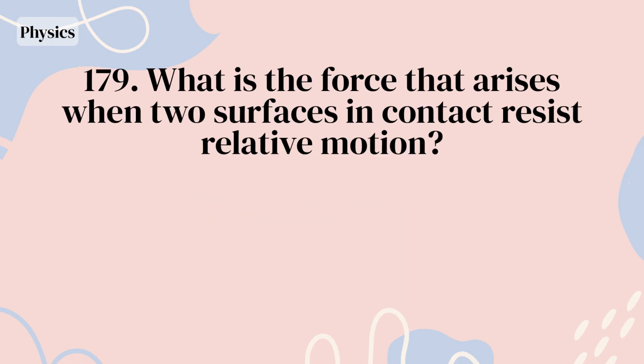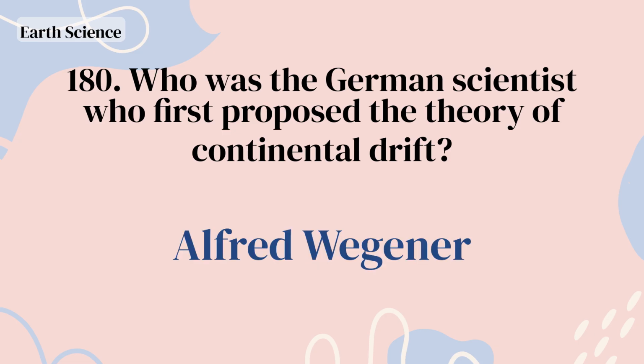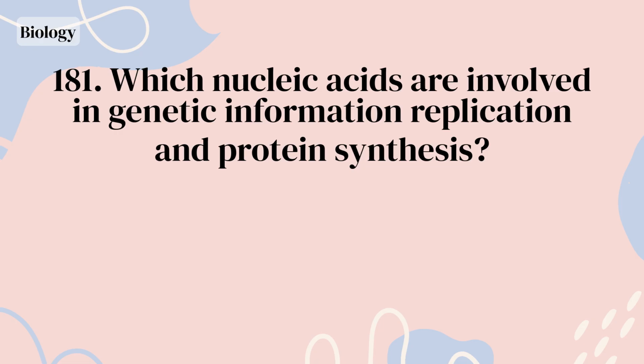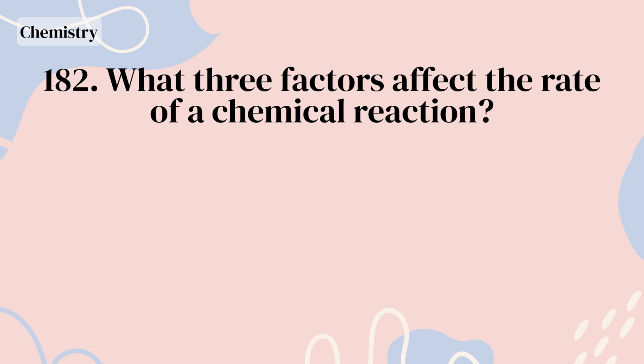Electric force. What is the force that arises when 2 surfaces in contact resist relative motion? Friction. Who was the German scientist who first proposed the theory of continental drift? Alfred Wegener. Which nucleic acids are involved in genetic information replication and protein synthesis? DNA and RNA. What 3 factors affect the rate of a chemical reaction?